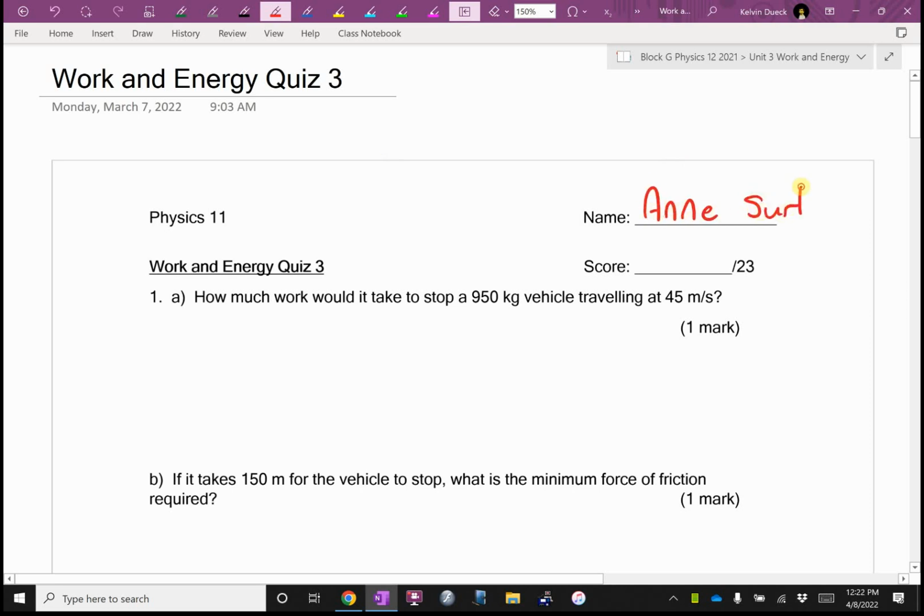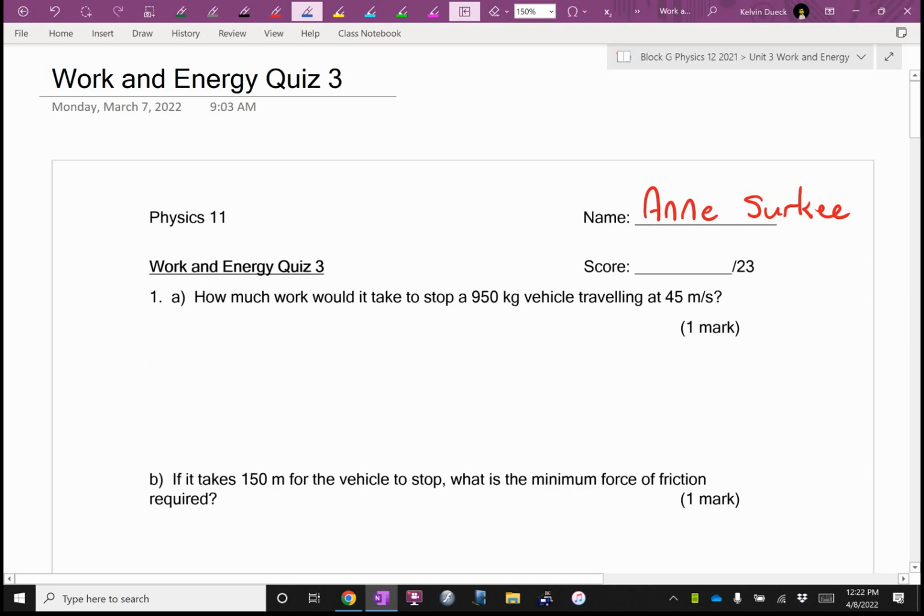Once again, we have our friend Anne. How much work would it take to stop a vehicle? So again, my first thought would be, well, work is force times distance. Don't see a force, don't see a distance. It's also the area under a force versus distance graph.